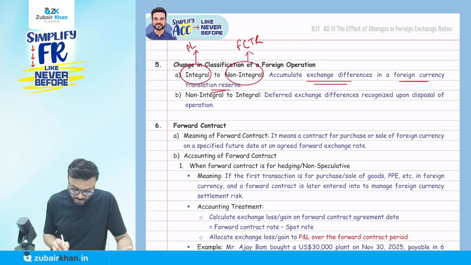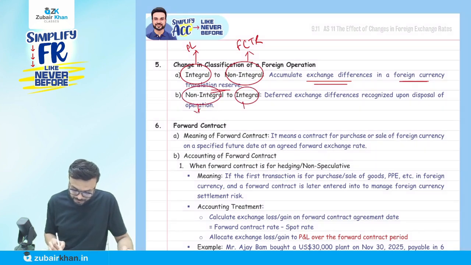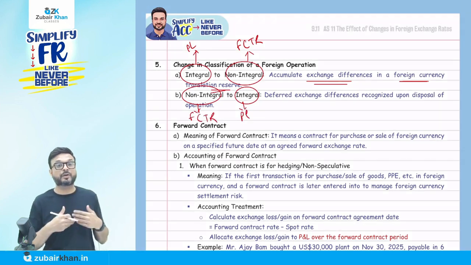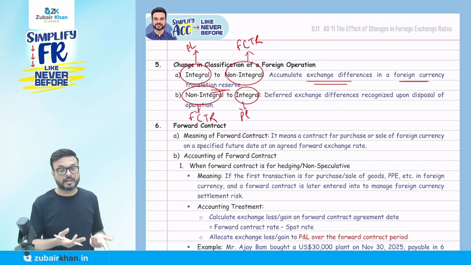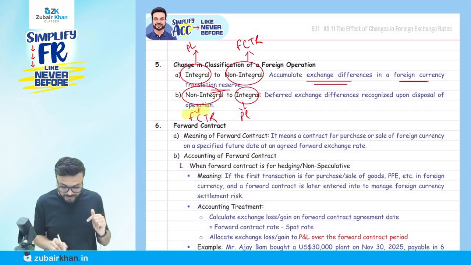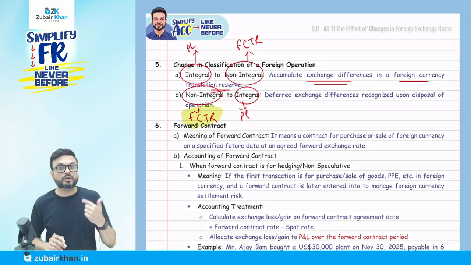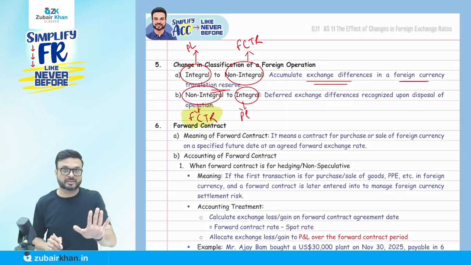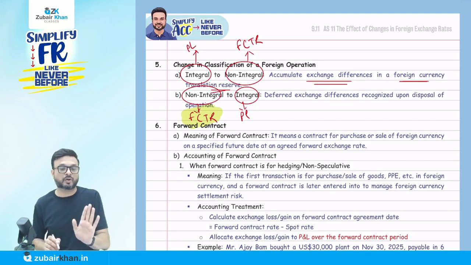But if you're shifting from non-integral to integral, where do you record the difference? In non-integral, I record it in the foreign currency translation reserve. In integral, I record it in P&L. Now I understand that when I convert into integral, I will take the difference to the P&L account. But what about the previous balance of the foreign currency translation reserve? Can I transfer it to the P&L account now because it is integral? The answer is no. It will stay in FCTR only.